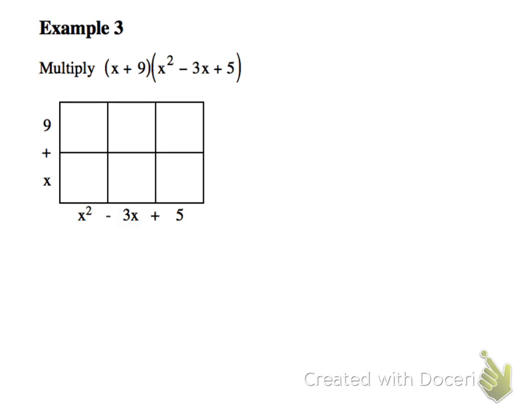Now this gets a little trickier in this bottom left-hand corner because now I have an x squared times an x, and that actually turns into an x cubed. I have 9 times x squared, which is 9x squared.